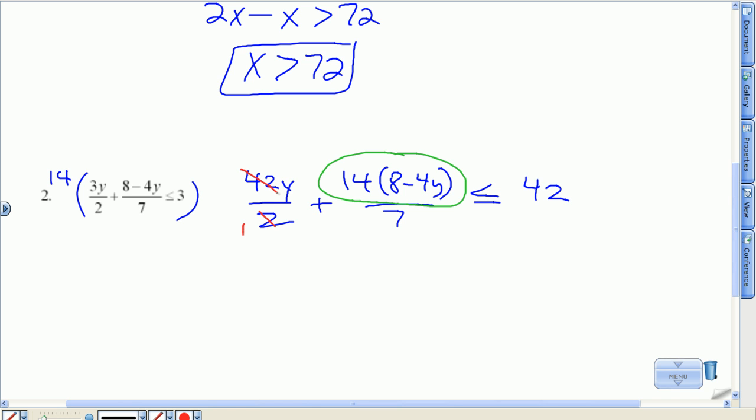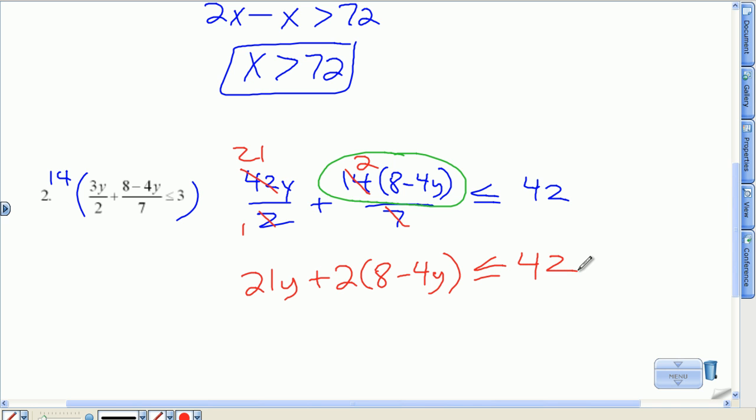2 goes into 42, 21 times, so this gives me 21y. Now look what happens. 7 goes into 14 2 times, the fraction is gone, and I still have to distribute, but I don't actually have to multiply a 14 in there, just a 2. The fractions are gone, that was our goal. And then less than or equal to 42 comes down. So now we distribute: 21y plus 16 minus 8y is less than or equal to 42.